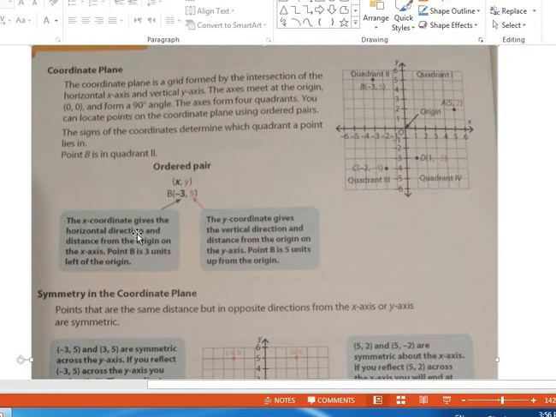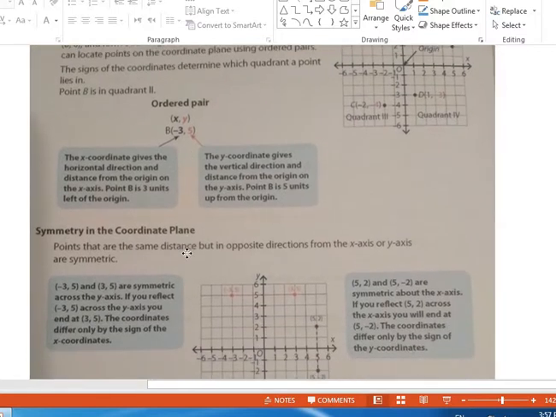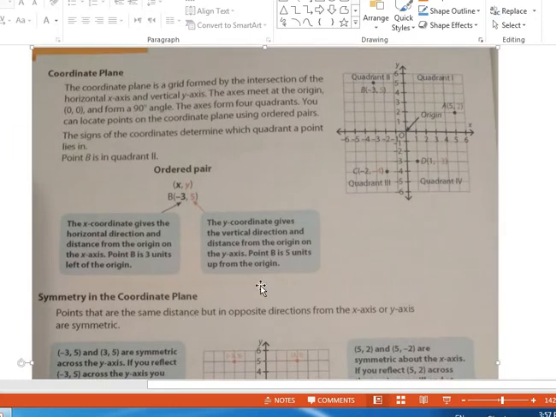The x-coordinate gives the horizontal direction and the distance from the origin on the x-axis. Point B is 3 units left of the origin. The y-coordinate gives the vertical direction and distance from the origin on the y-axis. Point B is 5 units up from the origin.